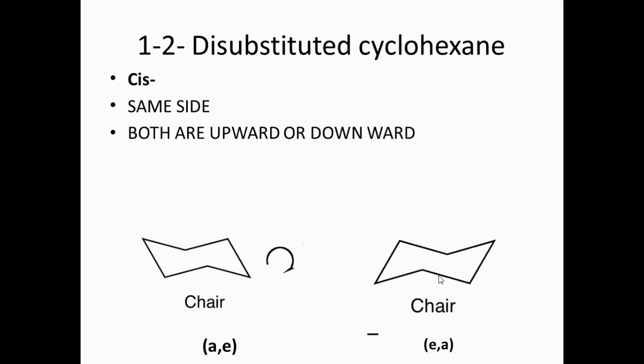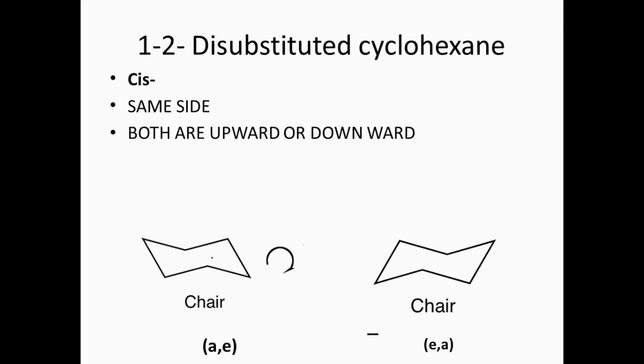So, in the case of 1,2-disubstituted cyclohexanes, consider the cis form. Cis form means both the substituents are on the same side. That means both the substituents are attached by the upper bond. How can we understand the upper bond or lower bond? We know the direction of axial hydrogens, where hydrogens are alternately in an upward direction and a downward direction.